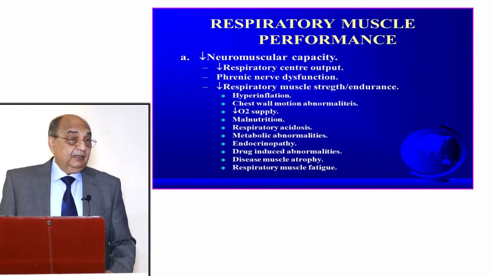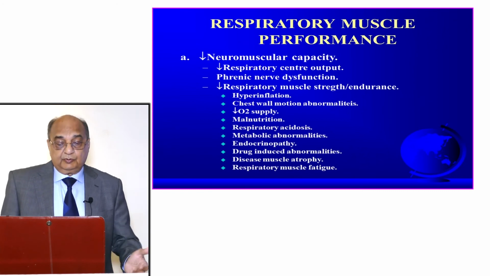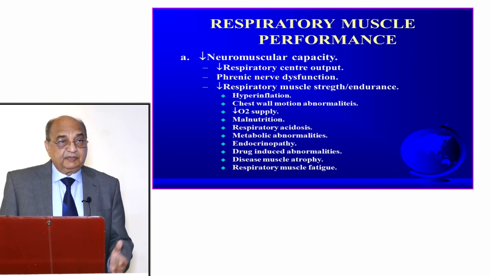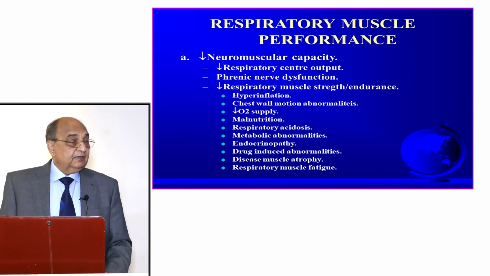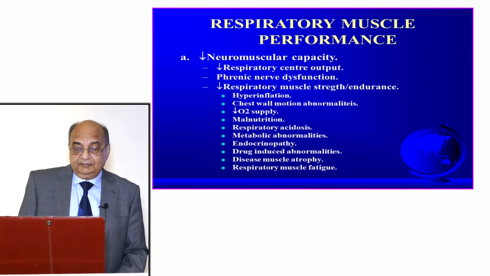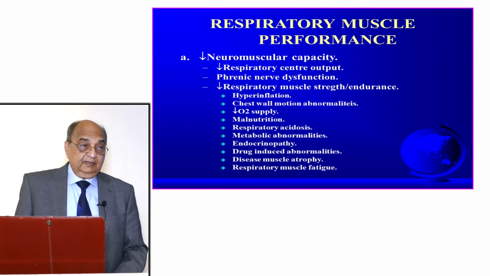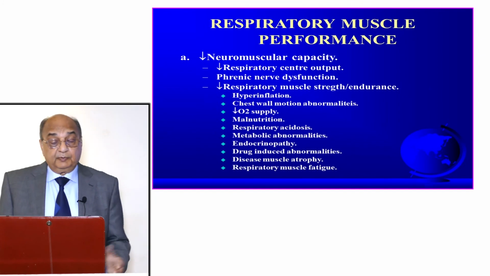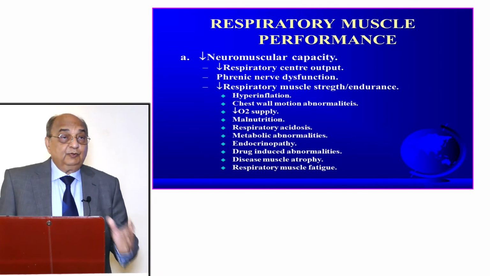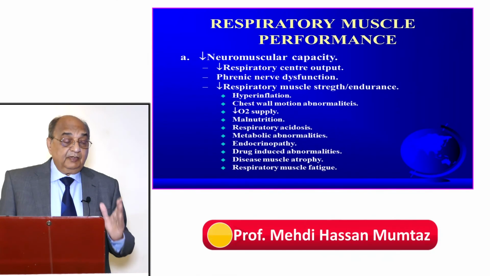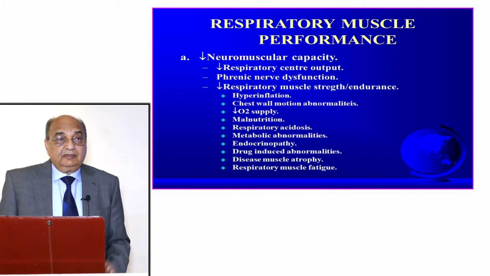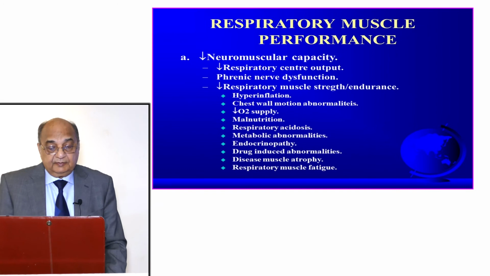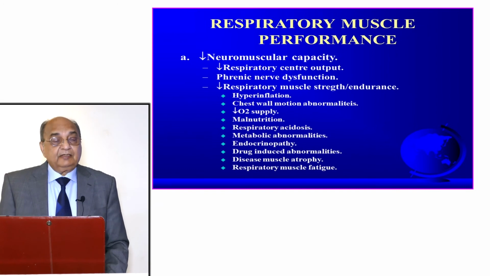Then metabolic abnormalities, again, metabolic acidosis, metabolic alkalosis. So the patient should be in the normal pH. Then endocrinology, we'll have to look at the endocrine function as well. Then drug-induced abnormalities. We have been on polypharmacy. We'll have to look at whether this polypharmacy is going to affect the respiration or not. So we should let the drug get out of the body if it has some effect on the respiratory system. Then disuse muscle atrophy.